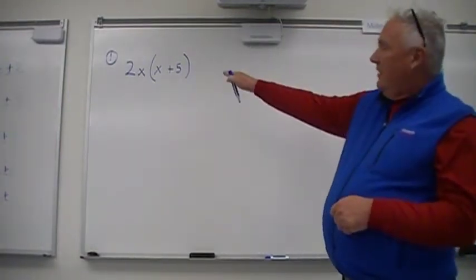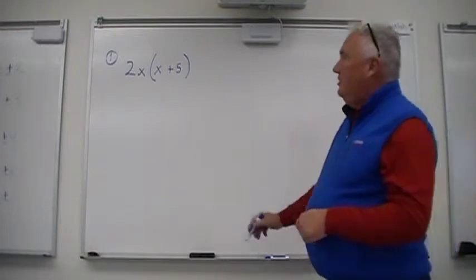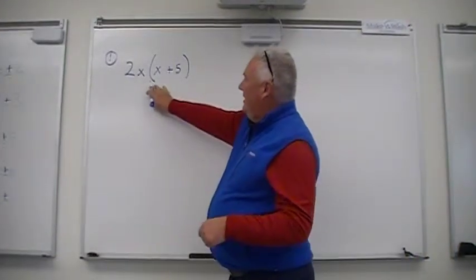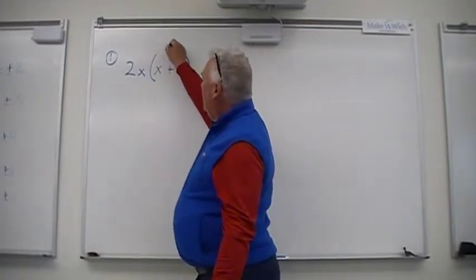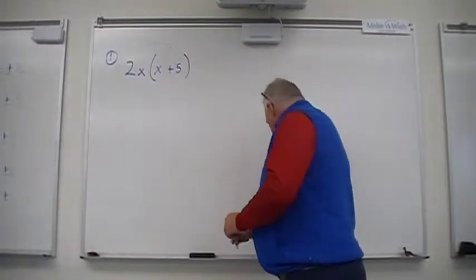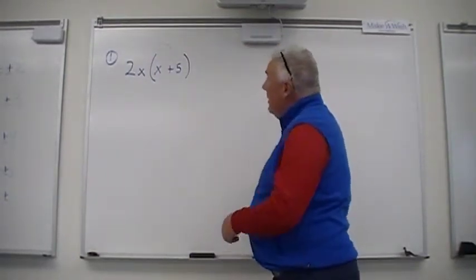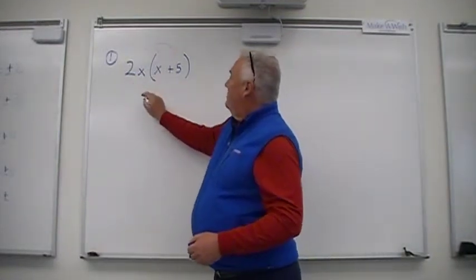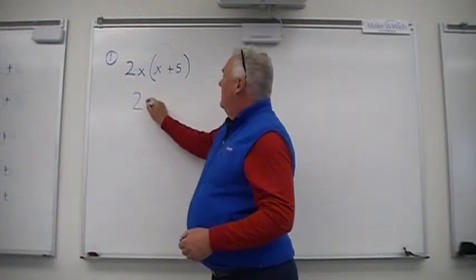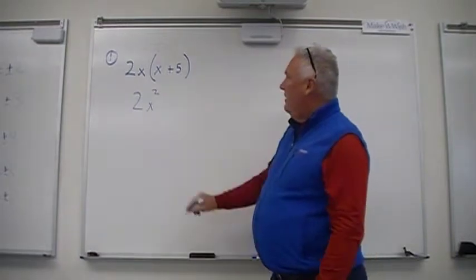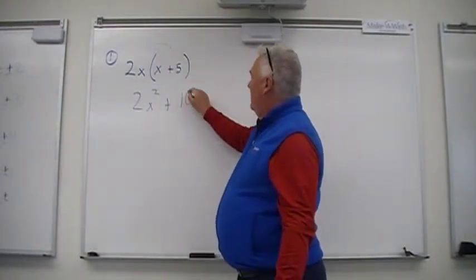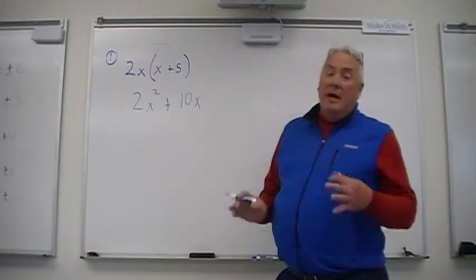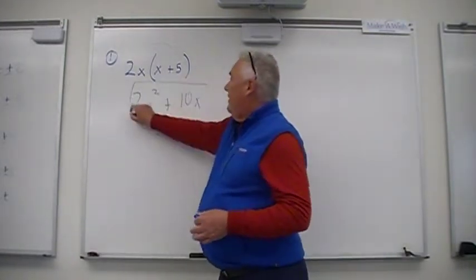So we started off the class talking about multiplication. And we did this kind of at the beginning of the course, the idea of multiplication, doing our distributive property. So 2x times x, 2x squared, plus 2x times 5, 10x. And that's our answer. We leave it like that.